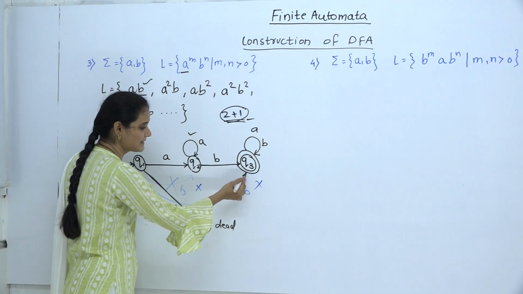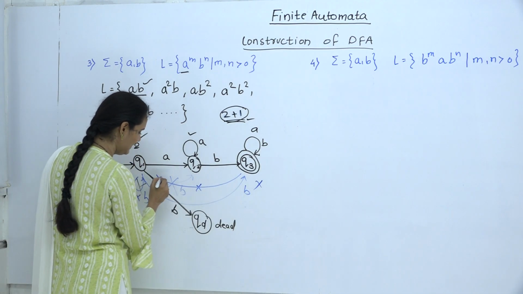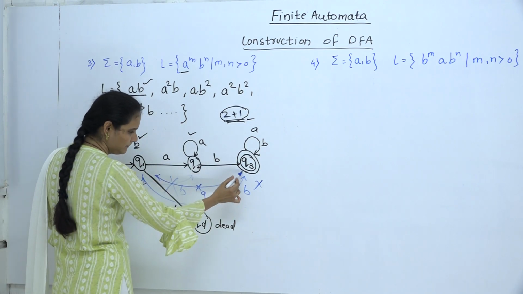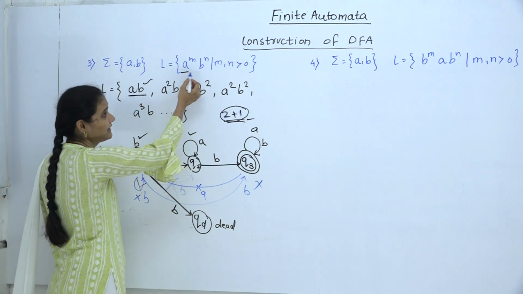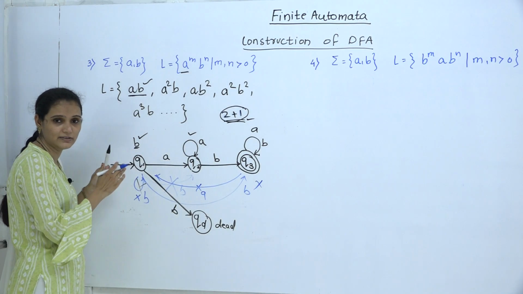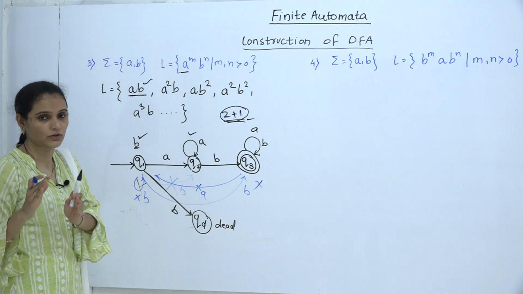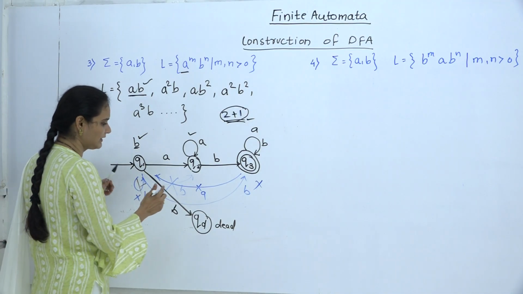So consider, students, suppose from Q3 I have given A to Q1. What happens? Here A, B, A, B, these kinds of strings are accepted. But in our language, consistently I want A, and after A, I want B. So after B, if A comes again, then those kinds of strings are not accepted.